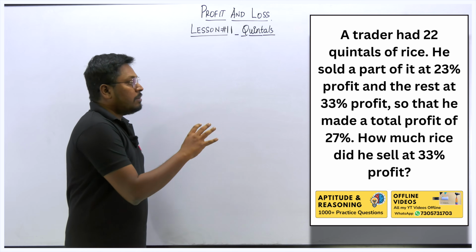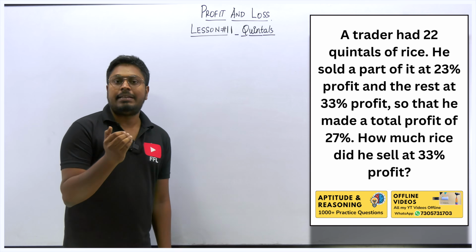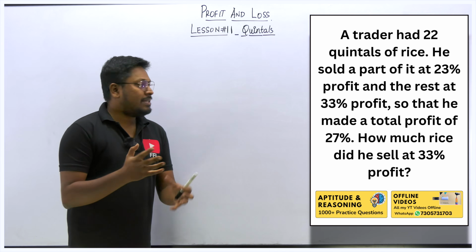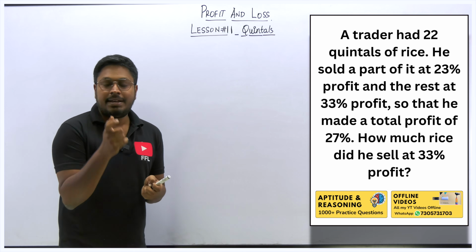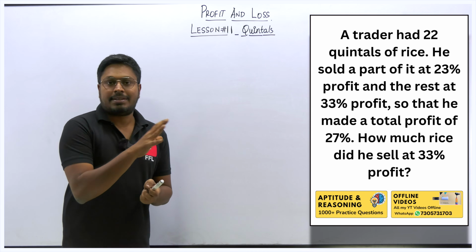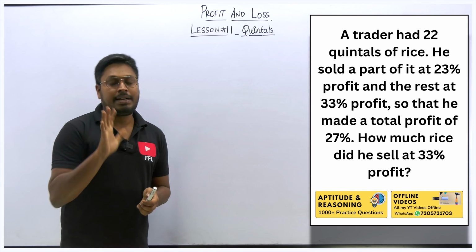So he made a total profit of 27%. How much rice does he sell at 33% profit? Listen here, it's the same concept question, but there is a word called quintals. Just now I told you in the starting stage of the video, 1 quintal is equal to 100 kilograms.